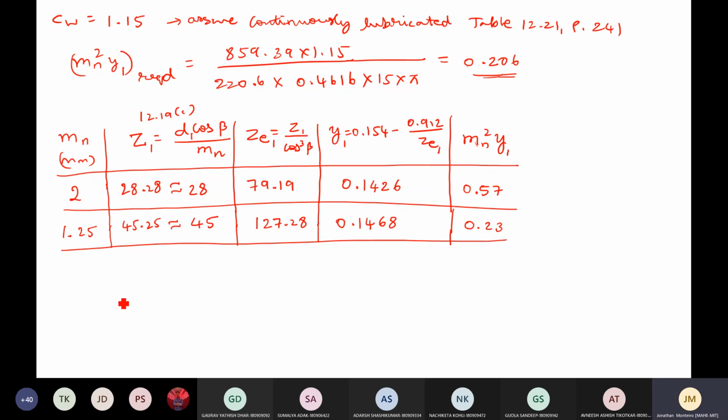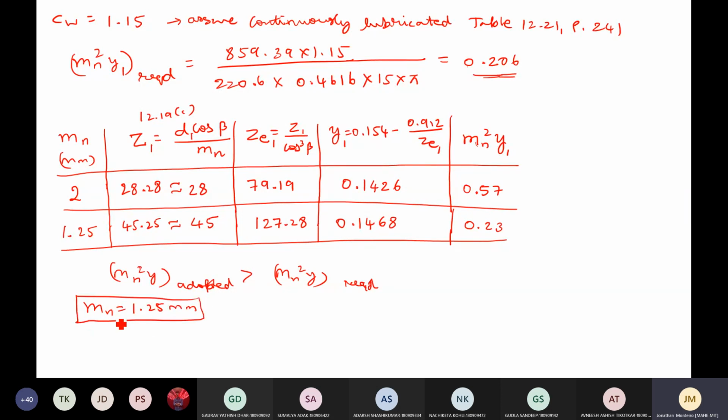Okay, so what we can say now is Mn square Y which is adopted is greater than Mn square Y which is required. So we can say the normal modulus 1.25 mm can be accepted with the following changes. The number of teeth on the gear should be 45. The virtual number, of course, can be 127.28 or anything, because it's anyway virtual.